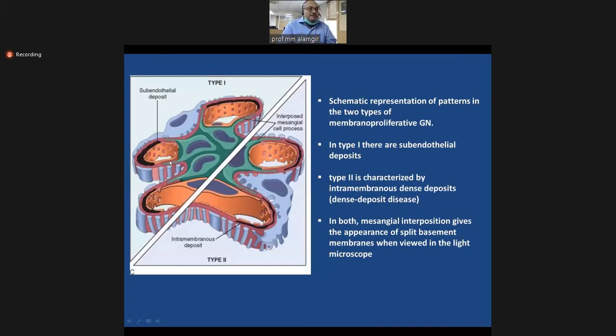So here we have this type 1. In type 2, you may see the deposits are intramembranous. Here you can see these are intramembranous deposits within the substance of the basement membrane. This is the type 2 sort of membranoproliferative glomerulonephritis. So even this membranoproliferative glomerulonephritis has been divided into 2 categories depending upon the morphology of the deposition, the subendothelial and within the substance of the membrane or intramembranous deposition. So this is again a primary glomerulonephritis which has resulted in nephrotic syndrome in this patient.